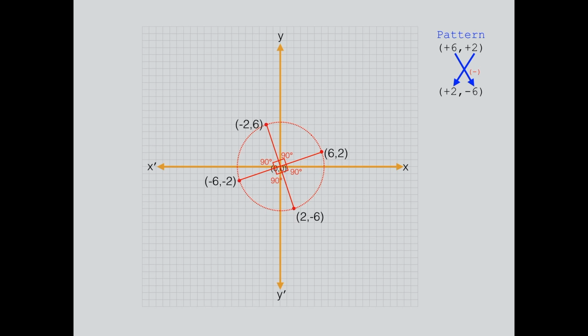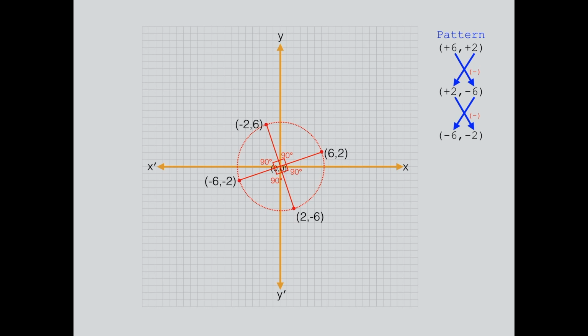And that proves, again, that we've been rotating 90 degrees every single time. But continuing with the pattern, now we've got positive 2, negative 6. Let's see if the same pattern that we applied to positive 6, positive 2 applies to this as well. So let's say we swap and negate the x value while it's going to y.